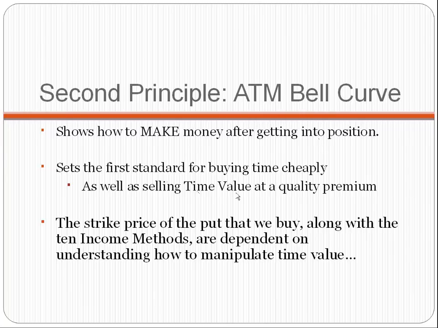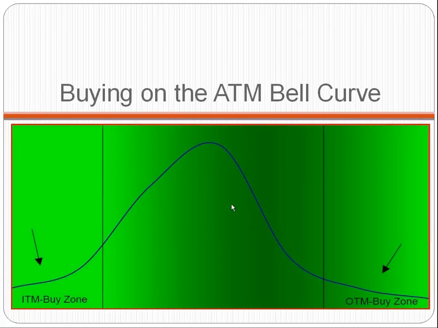The second principle is the ATM bell curve. This is showing us how to make money after we get into the position. It shows the first standard for buying time cheaply and selling time at a quality premium. And we just know this. Sorry, you've probably seen this before. This is the at-the-money bell curve.